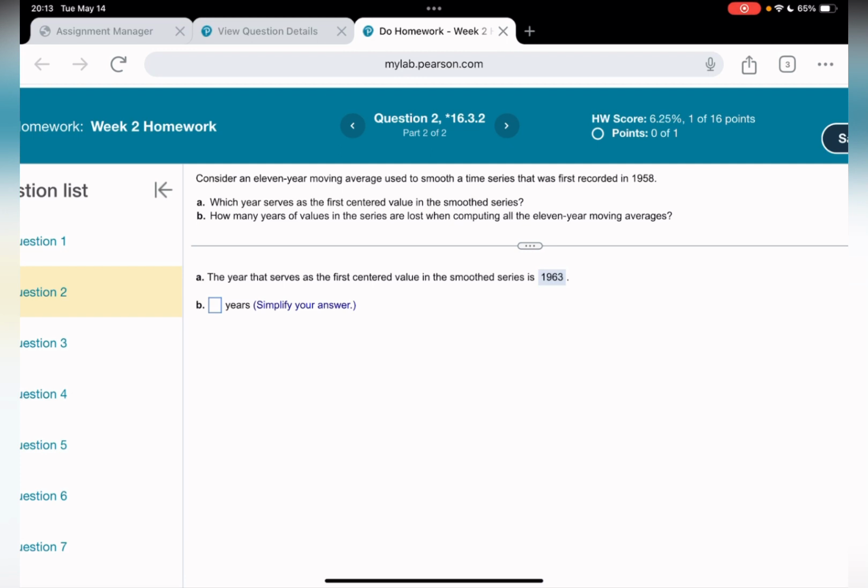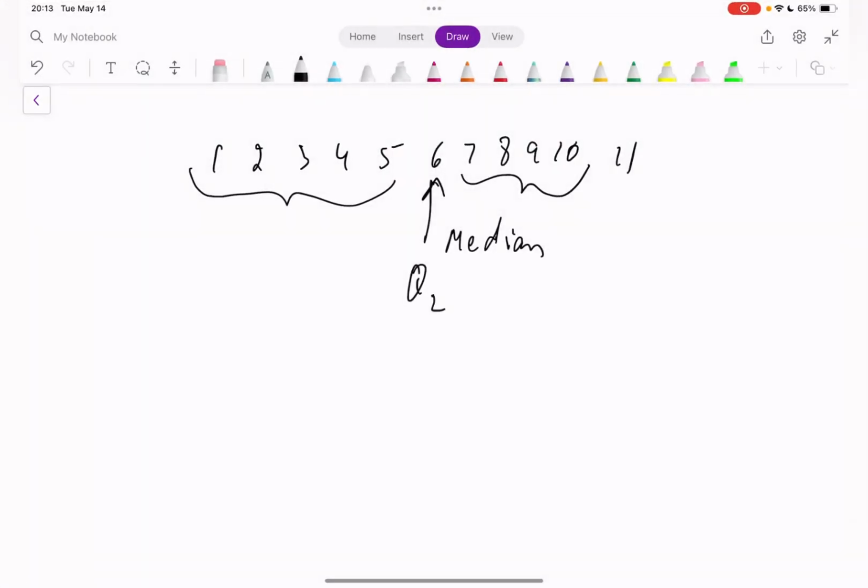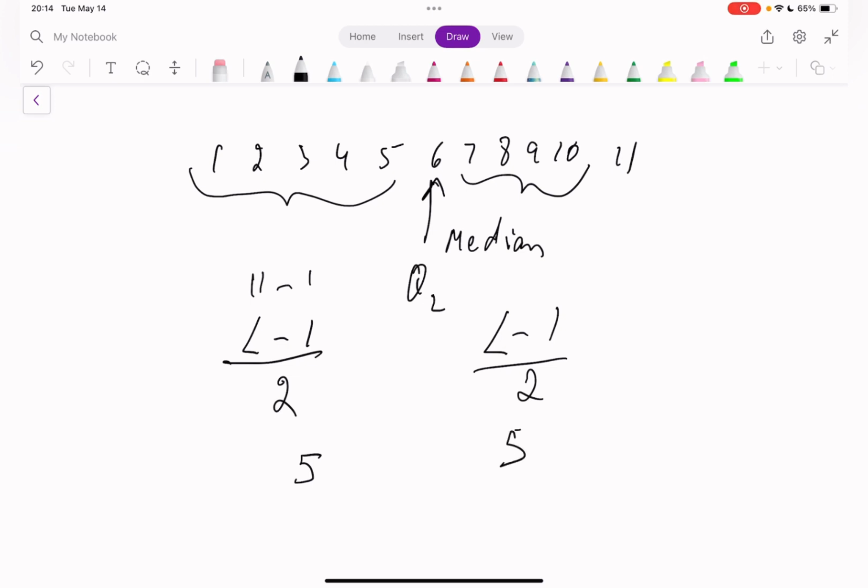The total number of elements is 11, meaning 11 years. So for the beginning and for the end of the time period, we have to do L minus 1 divided by 2, okay? L is 11, 11 minus 1 is 10, divided by 2 is 5. At the end of the term, it's still going to be 5. Once we put them together, it's going to be 10.